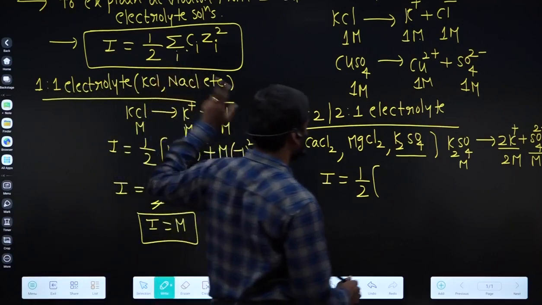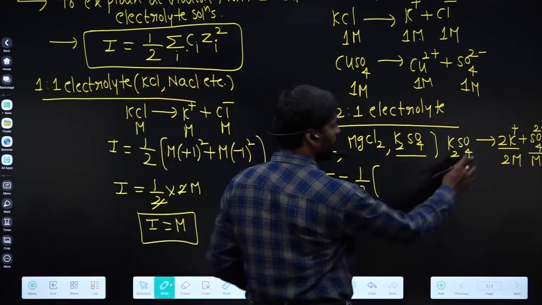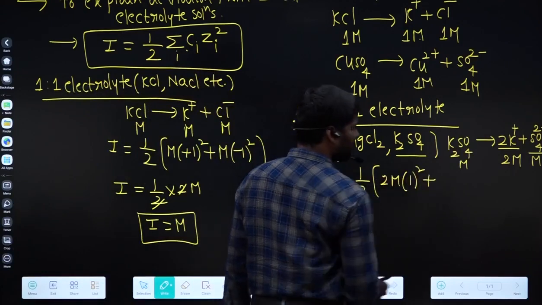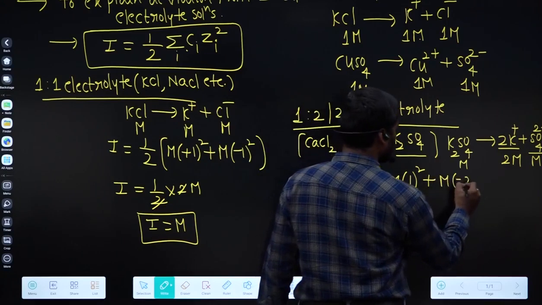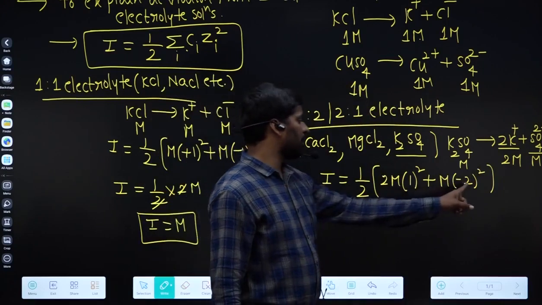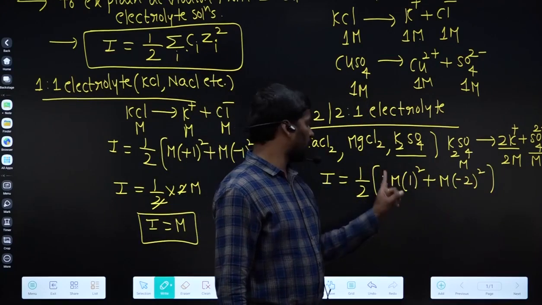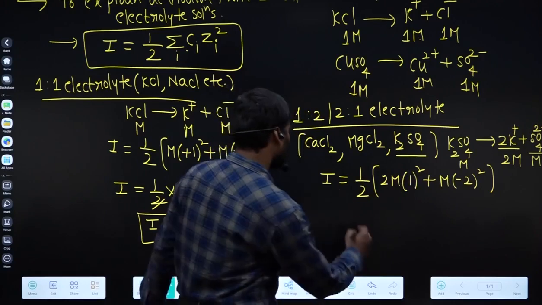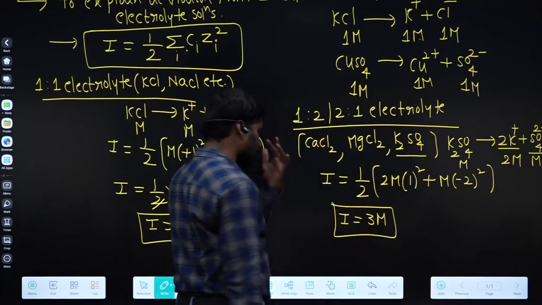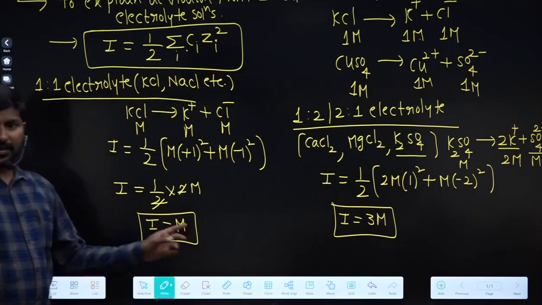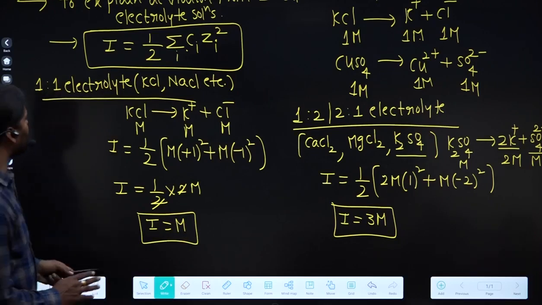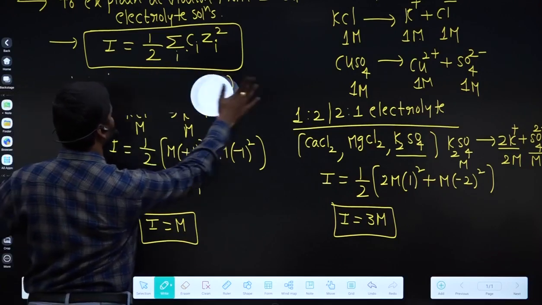So if you substitute in this equation, Ci, the concentration of K+ ions is 2m, 1 square, plus m, minus 2 whole square. So 2m here, 2 square is 4, 4m plus 2m, 6m by 2. So therefore I is equal to 6m by 2, that is 3m. So for 1:2 or 2:1 electrolytes, the relation between ionic strength and concentration of electrolyte is I is equal to 3m. Similarly, you simplify for 2:2 electrolyte.